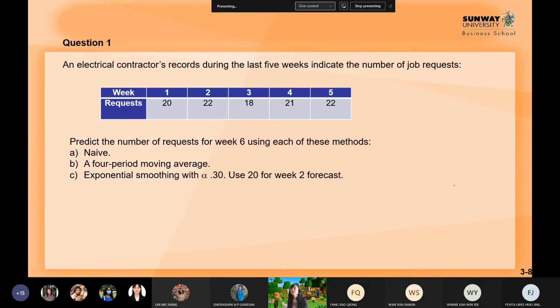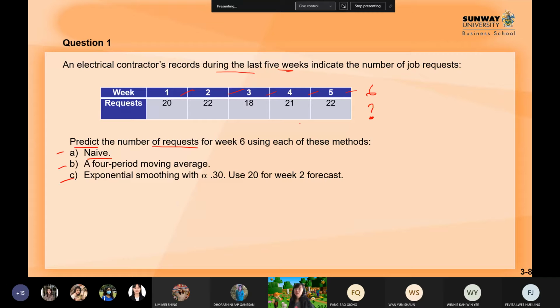Two questions. Okay, the electrical contractor wants to check the last 5 weeks of jobs, the actual jobs done. Now he wants to see week 6. He just wants to do forecasting first, forecast before week 6. Then we will see the actual after week 6. Now your question is to predict the forecast for week 6 using these 3 approaches.